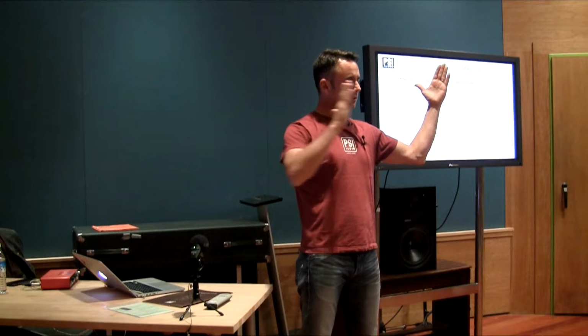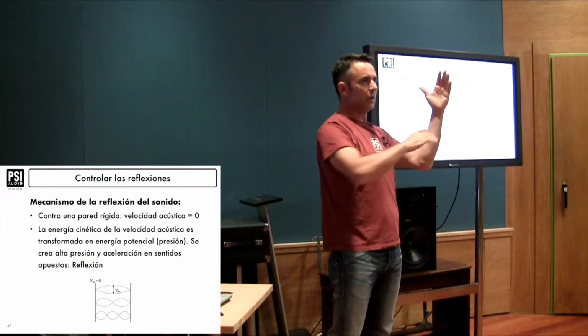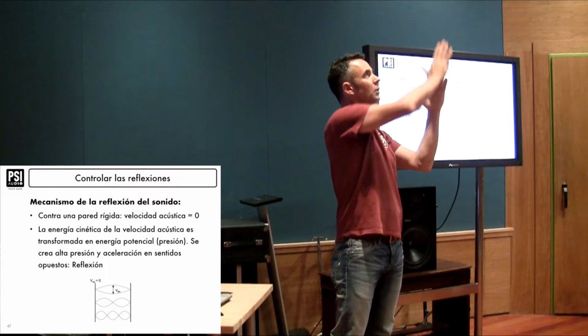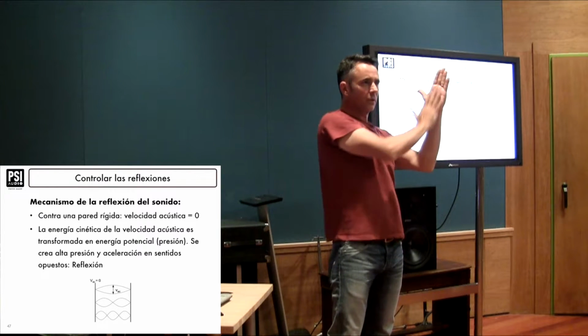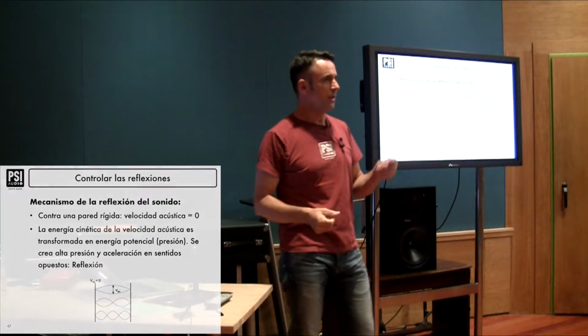Now think of the velocity as a wave coming like this, and when it reaches a wall, it stops. So where does this energy go? It can only build pressure. Like the waves crashing against the wall will crash up, creating pressure that will create the reflection. So that's basically how a reflection happens.